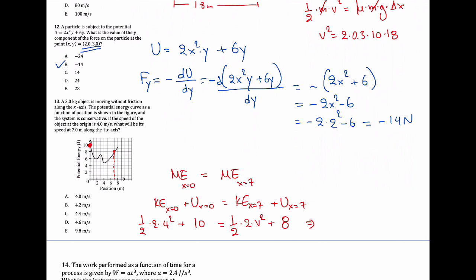So playing a little bit with this, we say that 16 plus 10 is equal to v squared plus 8. 26 minus 8 is 18. This is equal to v squared. And if we take the root, we'll find that v is equal to the root of 18, that is 4.2 meters per second.